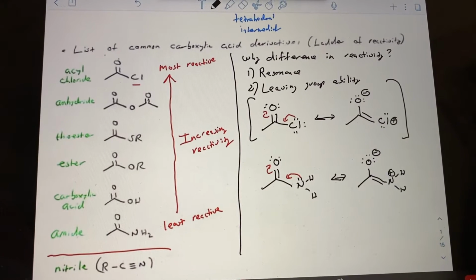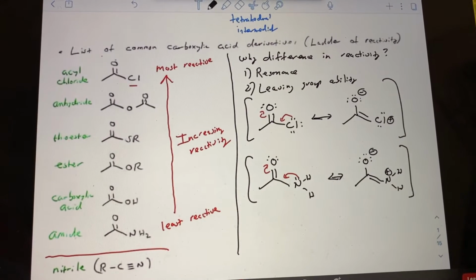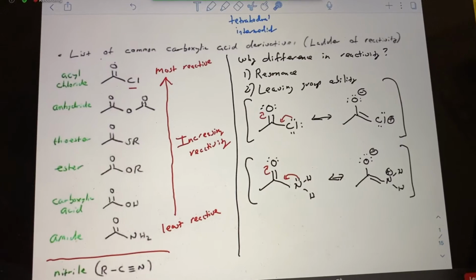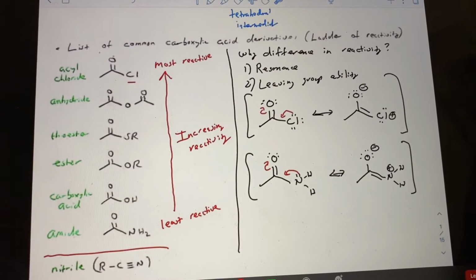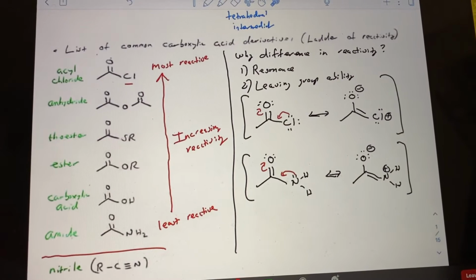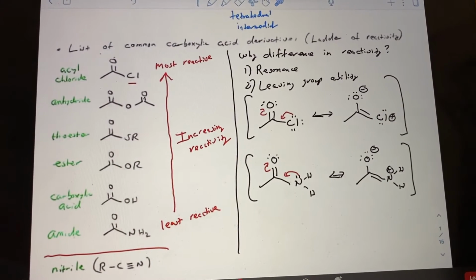So I have a positive formal charge on the nitrogen. Okay, so pretty messy in the way they're drawn, but these are both valid resonance structures of the starting species. And so our acyl chloride and our amide each have a resonance structure.